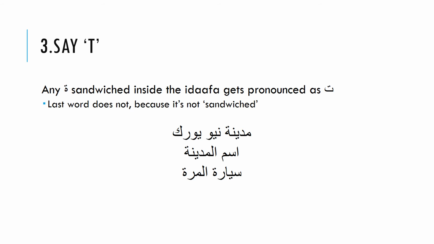And then if we have a phrase that has a Tamarabuta on both of them, Sayarat el Mara, the car of the woman, Sayarat el Mara, we hear one T, one Tamarabuta pronounced as T and one pronounced as an A. Sayarat el Mara.